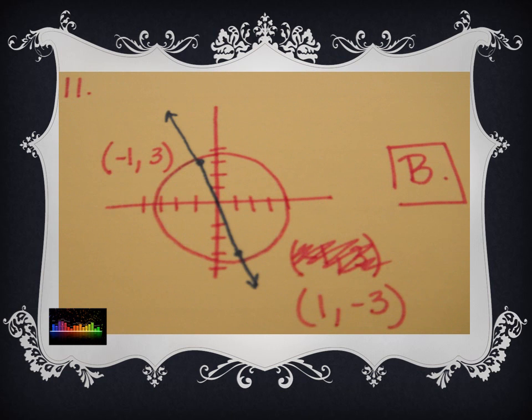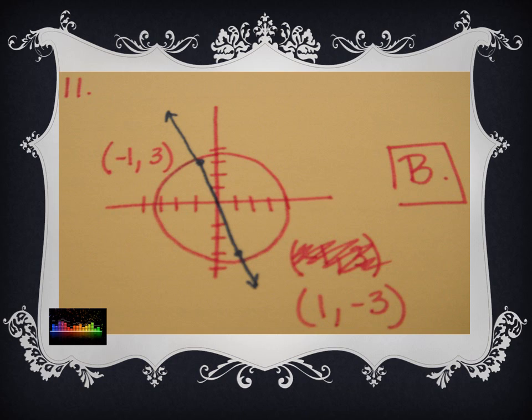The first step for solving this problem is to graph your circle. Your center is at the origin, and then you go up, down, left and right, whatever your radius is, which the square root of 10 is 3.2. So you go out in every direction 3.2, and connect the dots to make your circle. Then you graph your line.